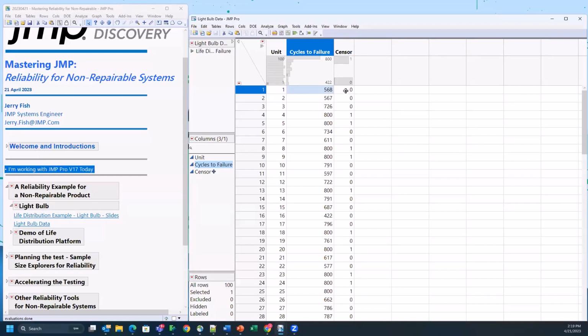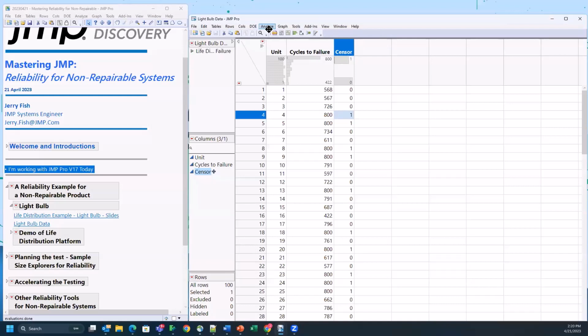Well, that's real data, so that is not censored. That's what this third column is. That tells us if that particular unit was still running at the end of the test, or when we describe it here at 568 cycles. Unit 2 made it to 567, and it failed. Unit 3 made it to 726, and it failed. Unit 4 was still running at 800 cycles. That means it's censored. We don't know how much longer it would have run, but it ran at least to 800.